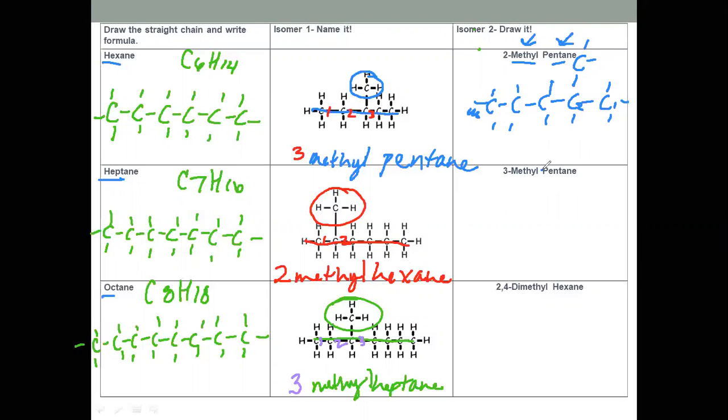Okay, 3, oh, this should not say 3-methylpentane. This should say 3-methylhexane. Because if I did 3-methylpentane, I would only have 6 carbons. Okay, so let's do that instead. So 1, 2, 3, 4, 5, 6. That's my hexane. Methyl is a branch with 1, and it's off the 3rd. So it could even be pointed downward. Add your H's.